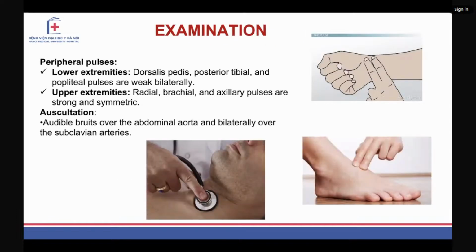When we examined the joints, we also checked the pulses in the lower extremity. We found weak pulses in the dorsalis pedis, posterior tibial and popliteal arteries in the lower extremity. In contrast, the radial, brachial and axillary pulses in the upper limb were strong and symmetric. Besides, we found bruits over the abdominal aorta and subclavian arteries.